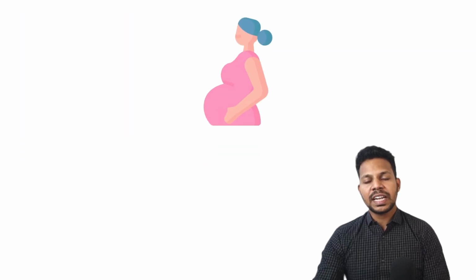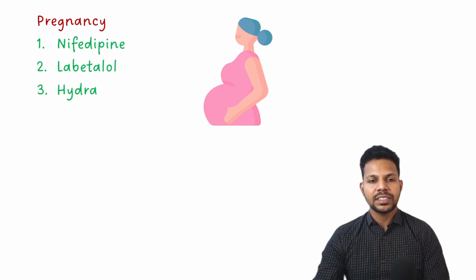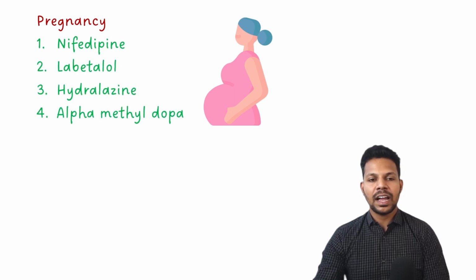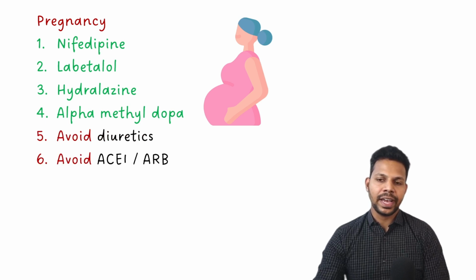Now, what are the drugs that have to be preferred and avoided in pregnancy? In pregnancy, the drugs that are advised are nifedipine, labetalol, hydralazine, alpha methyldopa, and the drugs that should be avoided are diuretics and ACE inhibitors or ARBs. ARB stands for angiotensin receptor blockers.